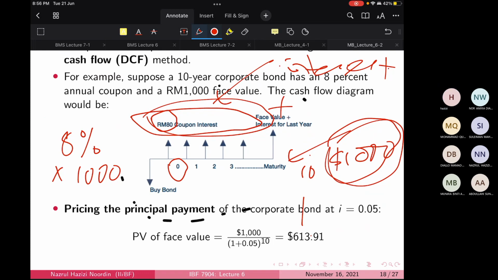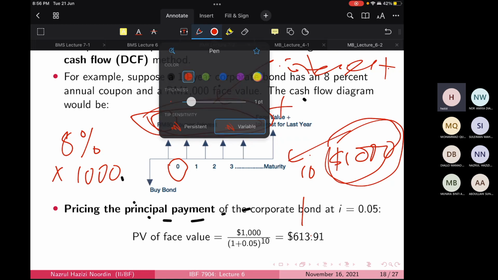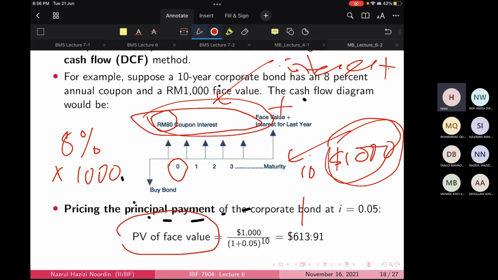Okay, so far? So far, understand the strategy, the steps that we need to do. The first is that you need to discount the principal payment, because in this case we're going to receive 1,000 ringgit after 10 years. So the question now is how much is this 1,000 ringgit worth now? To answer that, we need to find the present value of the face value. Clear so far? That's the first step. Yes, doctor. All right.